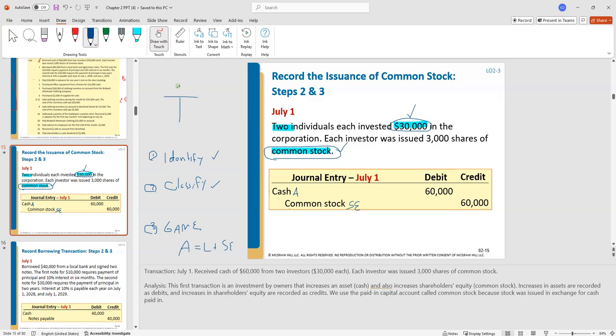Remember we said assets equal liabilities plus stockholders' equity, right? Plus, minus, minus, plus. After this transaction, do we have more cash or less cash? Well, we have more cash, so that's going to be a debit to cash. After this transaction, do we have more common stock or less common stock? Well, we have more. We increased our common stock, so we'll credit it. So debit cash 60, credit common stock 60. Our total debits equal our total credits.